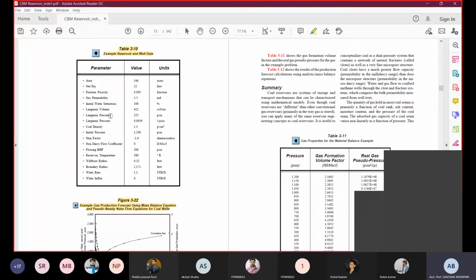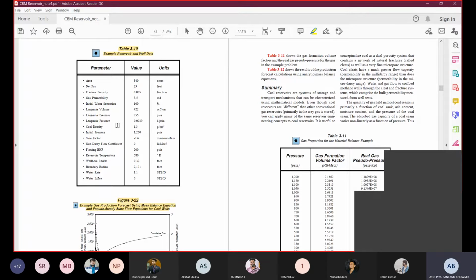Langmuir pressure is capital P, with capital L in the suffix. Whereas the Langmuir pressure constant is the reciprocal of the Langmuir pressure. So the Langmuir pressure constant is given as B, expressed in small b, which is equal to 1 by capital PL. Okay, the Langmuir pressure constant is the reciprocal of the Langmuir pressure.